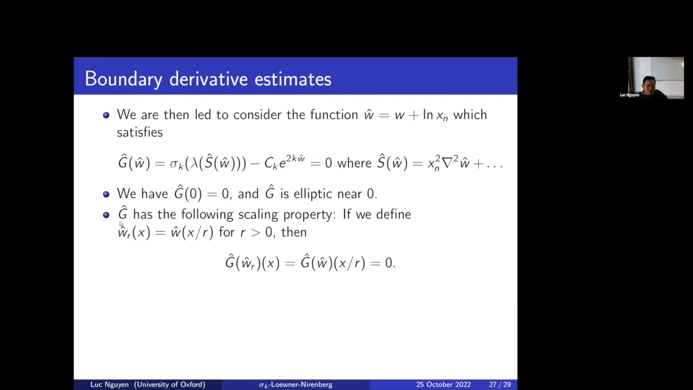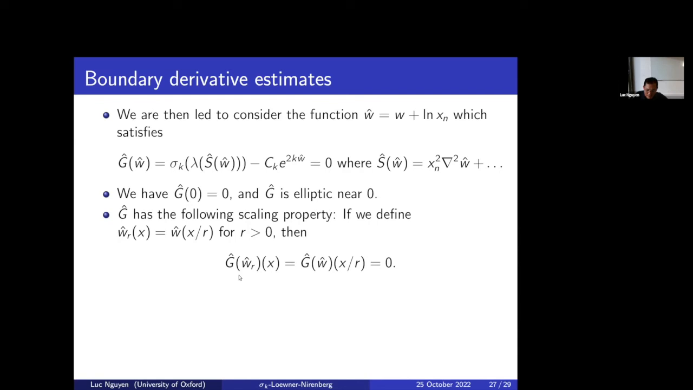An essential point in the proof is that somehow this g hat here is scaling invariant. So if we rescale W hat to W hat r at x is W hat of x over r, then g hat of W hat r is also 0. It's just the rescale of g hat of W hat.